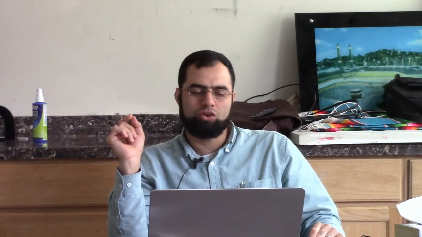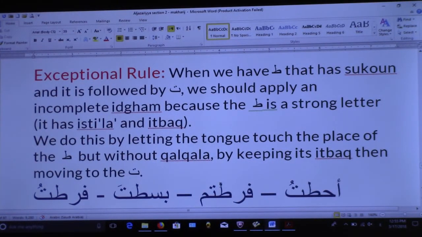Okay, any question? Okay, last rule we take in the ta. Exceptional rule. When we have a ta that has sukoon followed by a ta, Imam Al-Jazari will mention these rules later on. But since we're covering the ta, let's learn this rule, since we have in the Quran 4 or more words that have this rule. Like ahattu, what do we do? Look at the screen. How do we read it? The normal rule is to do qalqal, right? We say ahattu, ahattu. But the Arabs do not do this at all. What's the other option? The other option is to drop the ta.